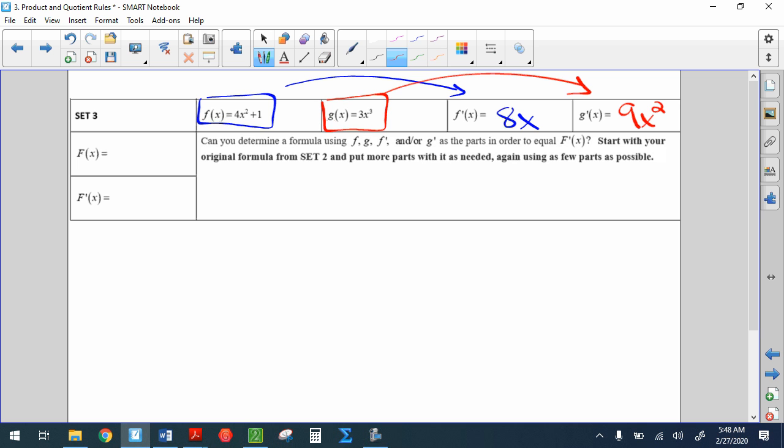If I think about the function in general, F of x, capital F of x, is 4x squared plus 1 times 3x cubed. So I can distribute that and get 12x to the fifth, so we'll have a plus 3x to the fourth. So my derivative will be 60x to the fourth plus 12x to the third.